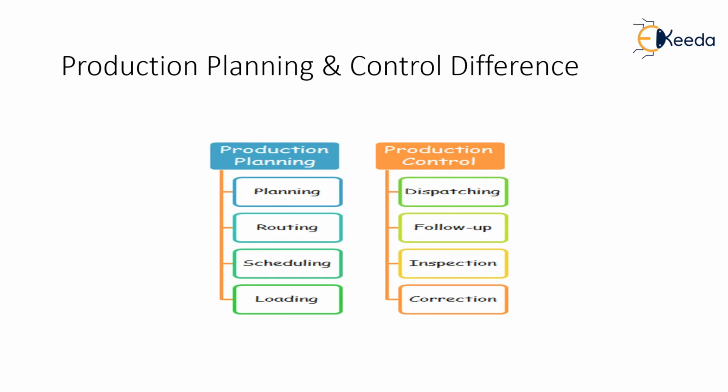Like if you're having a new mobile or a new model of a mobile, production of it will be coming under the production planning. And once the product is ready, the advertisement part or its dispatching or its sale, which we are having in different online platforms, this entire thing will be coming under this production control.